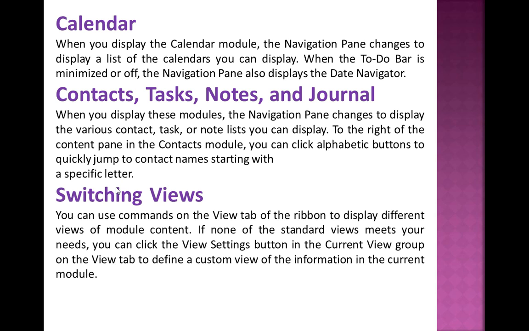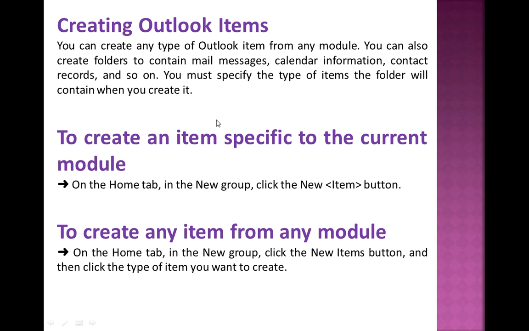You can click on A, then all the contacts that start with A will be displayed. Then switching views means there are different views. You can switch from one view to another view. There is a reading view, there is a page layout view. You can switch from one view to another in Microsoft Outlook 2010.